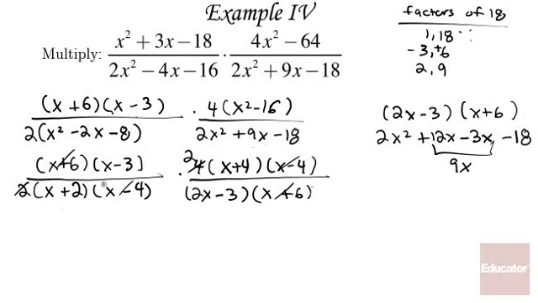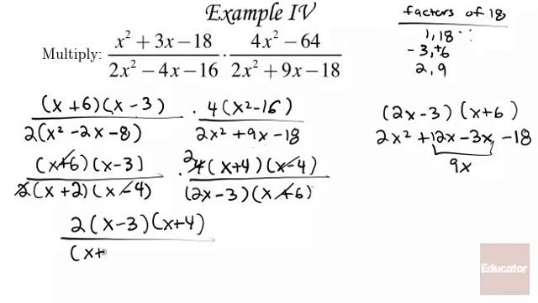Now multiply what remains. So I'm going to have 2 times x minus 3 times x plus 4. So multiplying the numerator. In the denominator, I have x plus 2 times 2x minus 3. Okay, so the first step was definitely the longest, factoring each one of these polynomials out as far as I could, then canceling out common factors, and finally multiplying what remains.